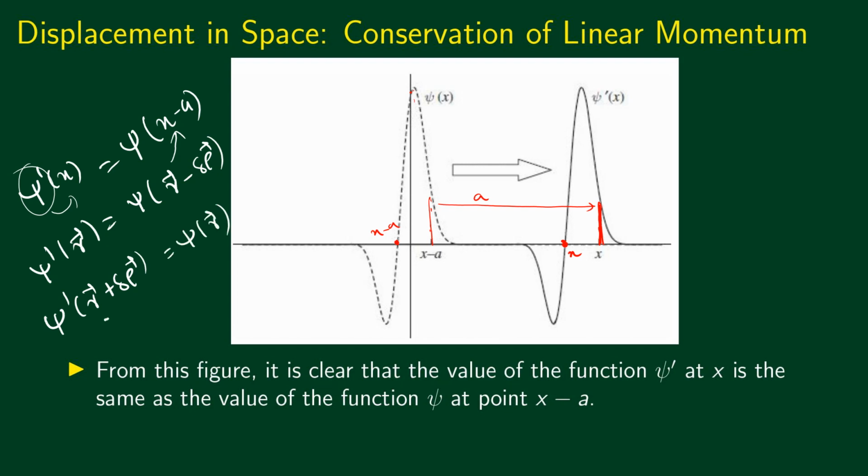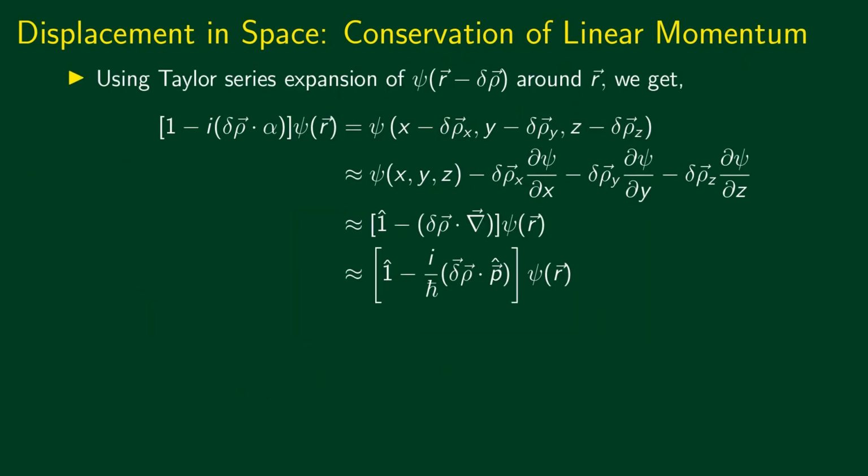The value that this function assigns to the point r vector plus delta rho vector is the same as the value that the old function, the untranslated function, had assigned to the point r vector. Okay, I hope this is clear. Now we have the translation operator acting on psi of r vector, right? This is the new wave function psi prime of r vector.